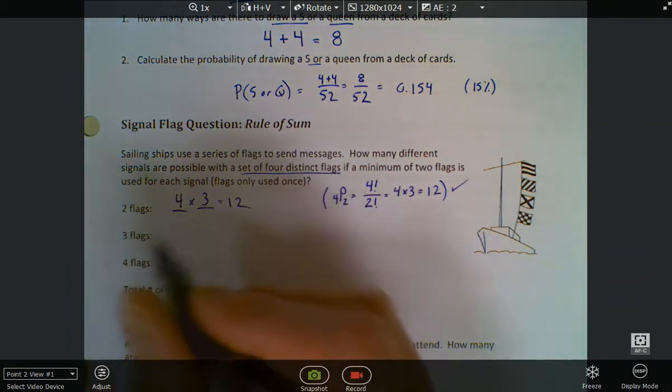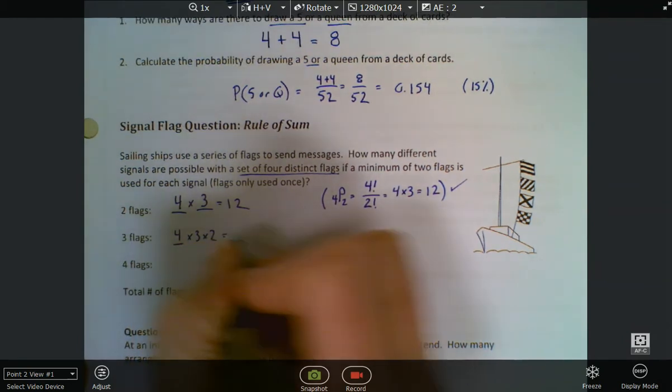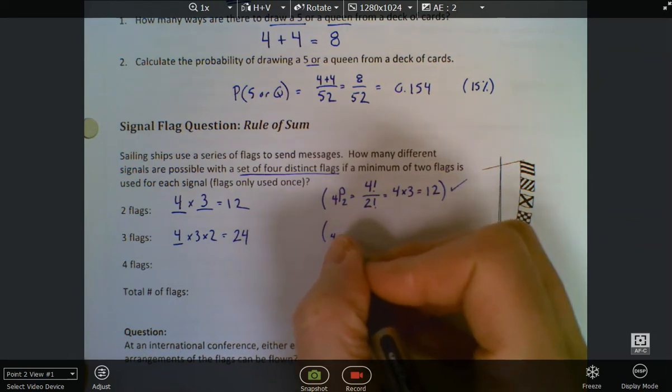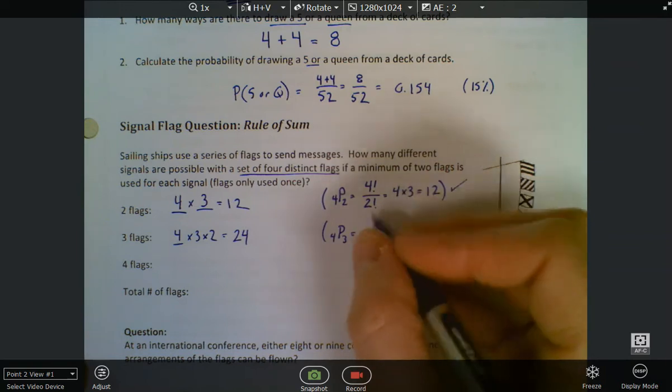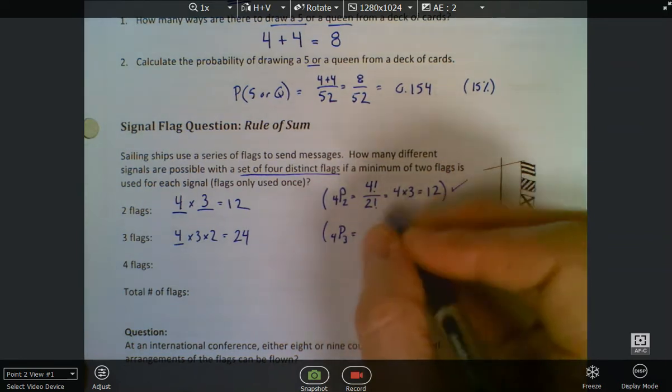Okay, so for 3 flags, 4 times 3 times 2 is 24 possibilities. Again, you could simply just go 4P3, which we know is 4 times 3 times 2, or you can write in factorial notation whatever you want.